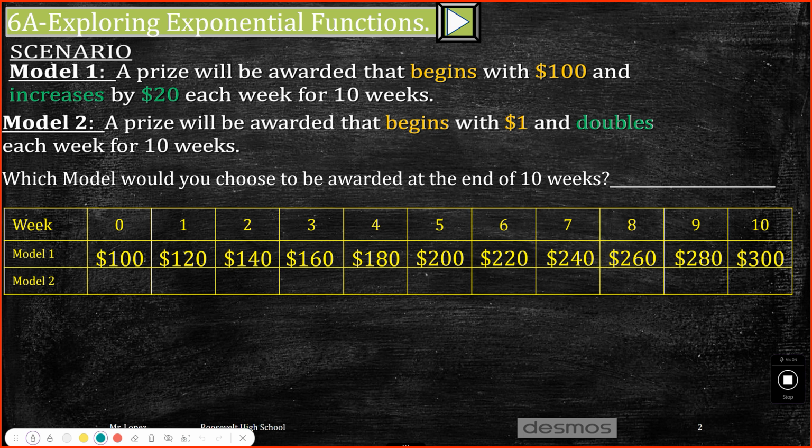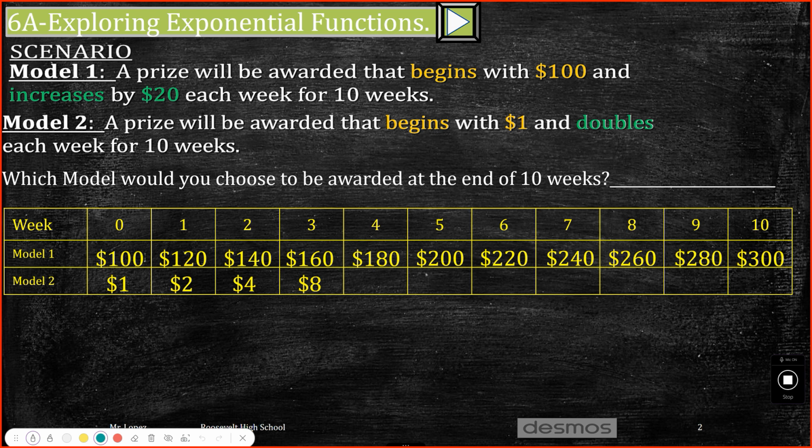For model 2, this one is kind of weird. Let's see if you can figure this out. It says you have $1 to begin with, but then it doubles. So if you have $1 and it doubles, it's going to be $2. If you double $2, it'll be $4. Double $4, that would be 8. Some people think it's 6 for some reason, but you double the amount. 8 is correct.